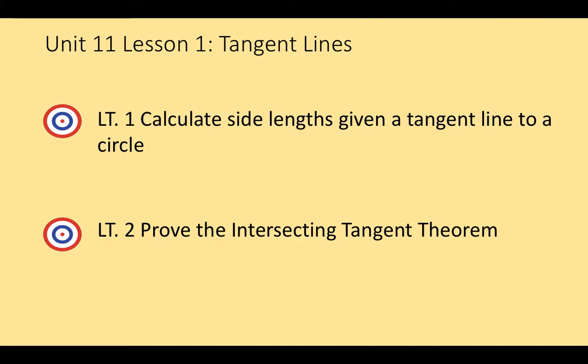Chapter 11, our final chapter of the year, where we're talking about circles every day. We're going to start out with tangent lines. So learning target 1, calculate side lengths given a tangent line to a circle. Know that a tangent line is not the same thing as tangent as a trig ratio, opposite over adjacent, so be prepared for that. And then learning target 2, prove the intersecting tangent theorem.